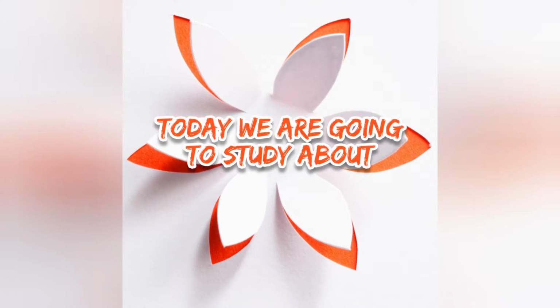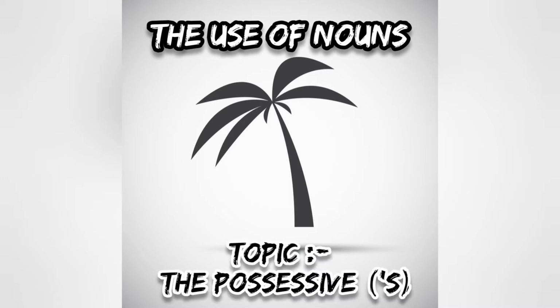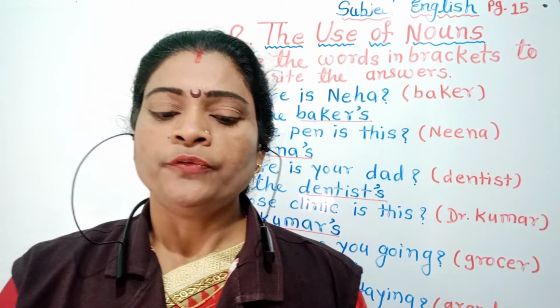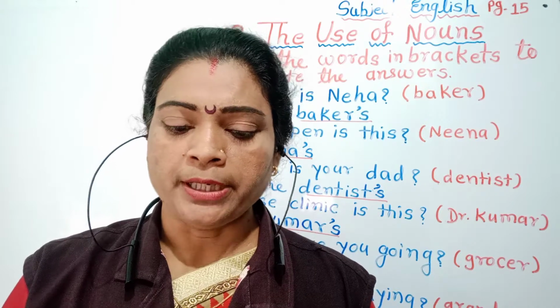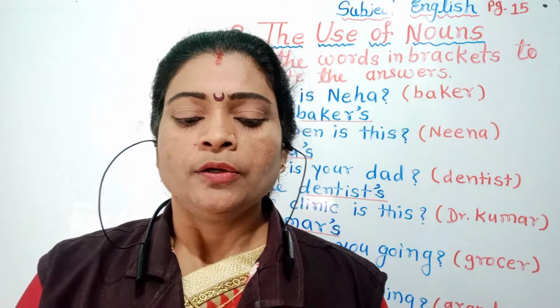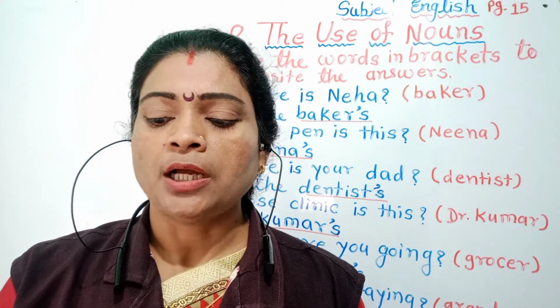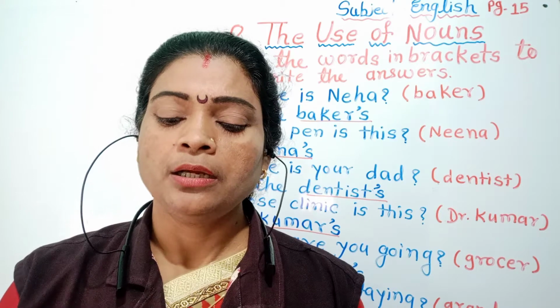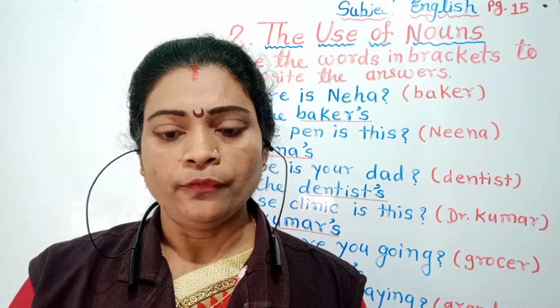Today we are going to study about the use of nouns. It is related to the topic possessive. Hello students, today we are going to study about the possessive apostrophe s. Now when we use apostrophe s, we often use the possessive apostrophe s with a personal noun to show possession, relationship or the place where one lives or works.